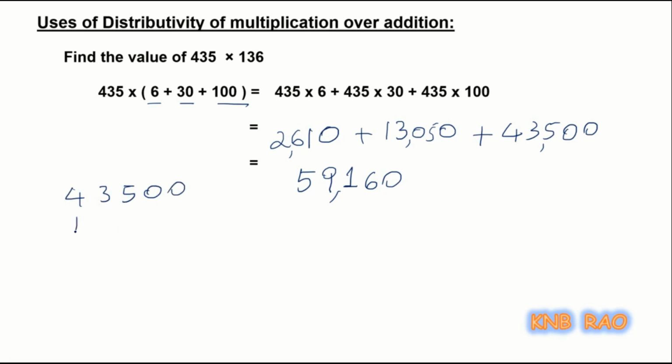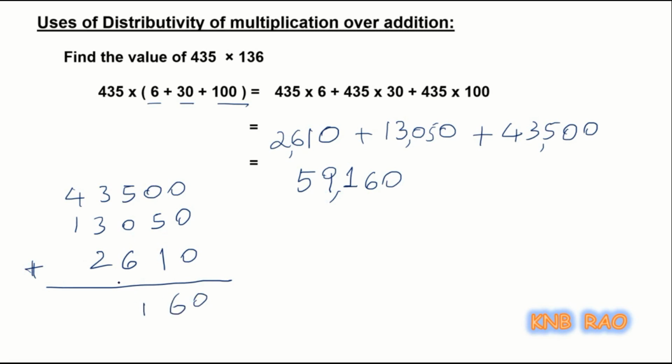Or else you can do it orally the way I did. Rather, as a practice, you write same places under same places and add. You are well aware of this addition. If you are not confident of orally, 0 plus 0 plus 0 is 0, 0 plus 5 plus 1 is 5, 5 plus 0 plus 6 is 11, 1 carry, 3 plus 3 is 6, 6 plus 2 plus 1 is 9, and 4 plus 1 is 5. So 59,160 is what we have got here.